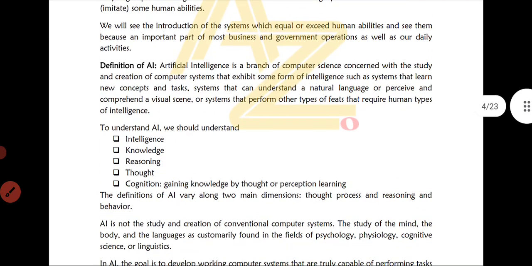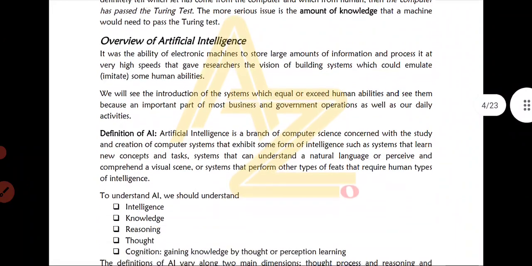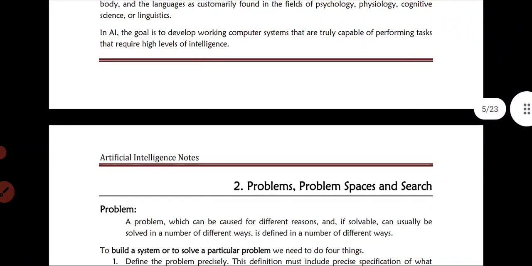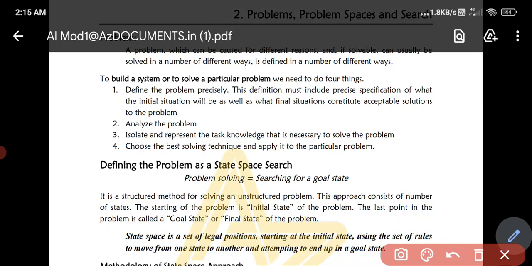And the next concept is an overview of artificial intelligence. So simply go through that. The next concept is problems and heuristics.